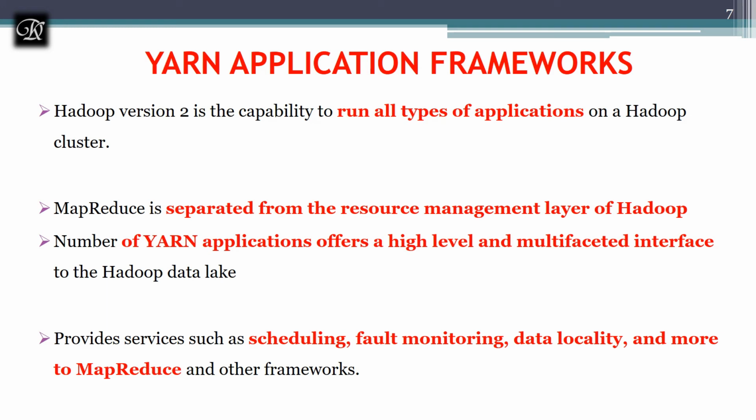As I told you in the introduction, YARN started from Hadoop version 2. It came up with the capability to run all kinds of applications on Hadoop. These are terms I have already covered, so I will not explain them much here. MapReduce is separated from the resource management layer of Hadoop because YARN is introduced, and a number of applications offer a high level of multi-faceted interface for the Hadoop data lake. And of course YARN will take care of scheduling, fault monitoring, data locality, and much more for MapReduce.